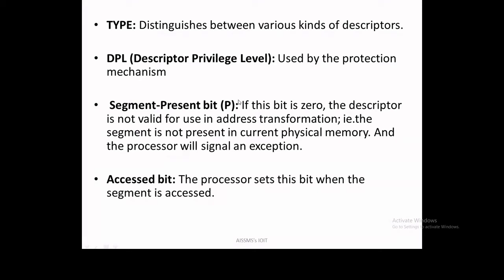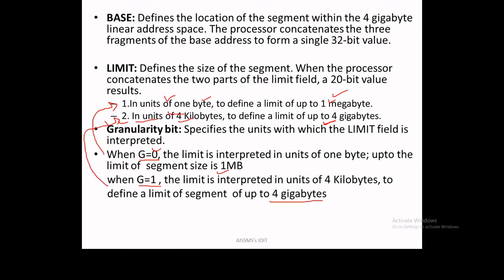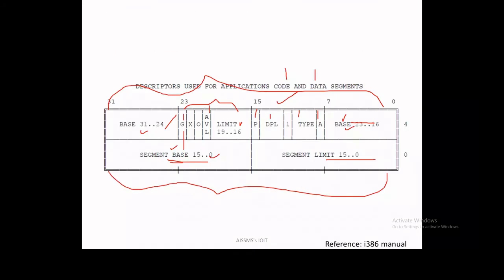The next bit is the access bit. The processor sets this bit when the segment is accessed by some program. When the segment is accessed, this bit is set by the processor. So this is the access bit, the A bit. Okay, so these are the descriptors of a data and code segment.